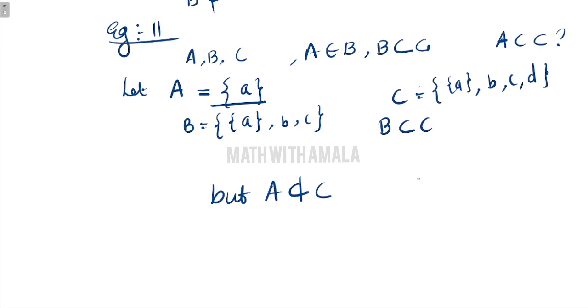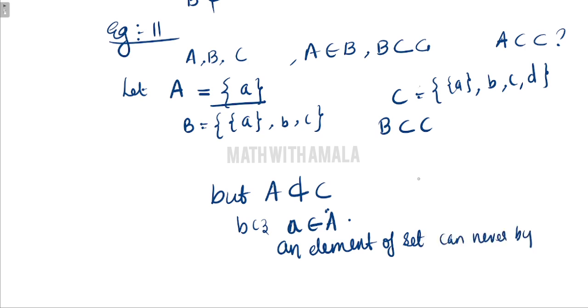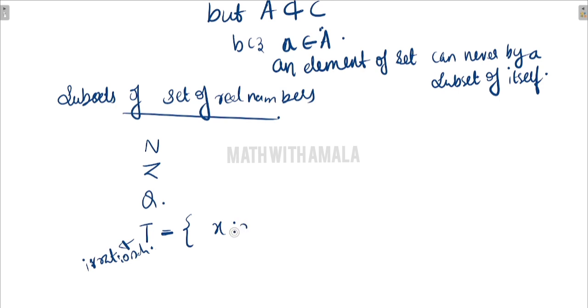So inside C, we must have an A instead of the set {A}. The set {A} is already in C, but we need only that single element A, not the singleton set. We need the single element A inside C. Then only we can say A is a subset of C. But here it is not possible. Hence we can say A is not a subset of C. That is, an element of a set can never be a subset of itself.